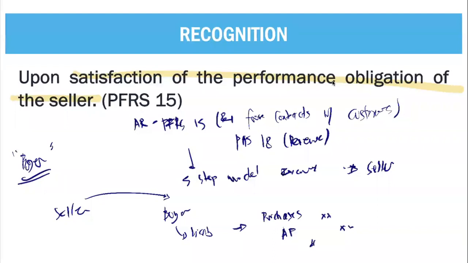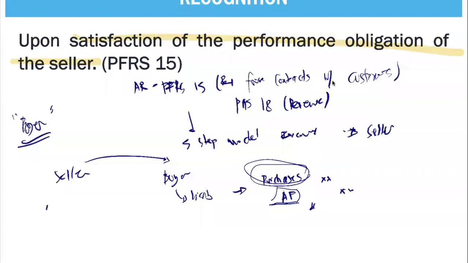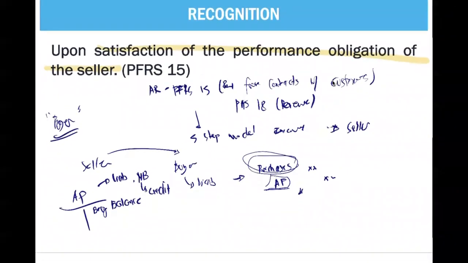Therefore, if ever you are asked how much is your accounts payable, then you should look into your purchases. Okay, so how does your accounts payable look like? Of course, accounts payable is a liability. Therefore, the normal balance is on the credit side. So the beginning balance of an accounts payable is on the credit side.